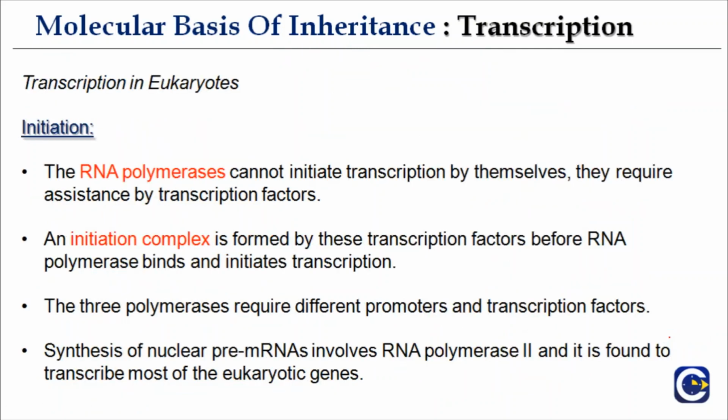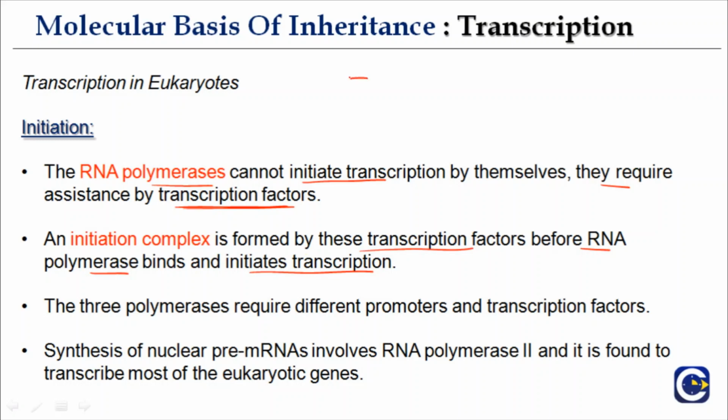So that was quite simple. That was in prokaryotes, what we saw previously. In case of eukaryotes, the main principle is quite the same. It is just that we have a lot of factors involved. Okay, so for initiation, the RNA polymerase cannot initiate transcription by itself. It requires assistance by transcription factors. An initiation complex is formed by transcription factors before the RNA polymerase binds and initiates transcription.